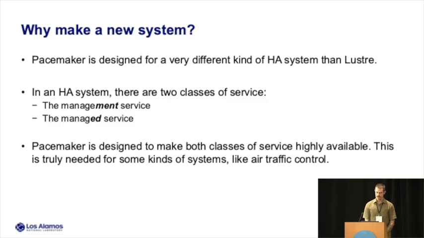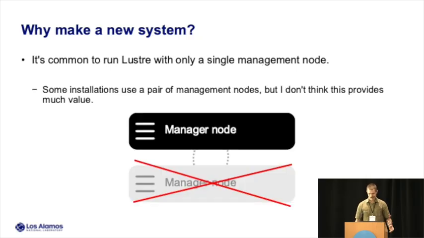To understand what I mean, in a high availability system there are really two classes of service. There's the management service, so that would be Pacemaker. And then there's the managed services, which are like the Lustre file system services. Now, Pacemaker is designed to make both of those classes of service highly available. So both Pacemaker itself, as well as the Lustre file system services, are supposed to be HA. Now, that sort of design may truly make sense for some use cases. I personally don't think that's useful or necessary for Lustre.